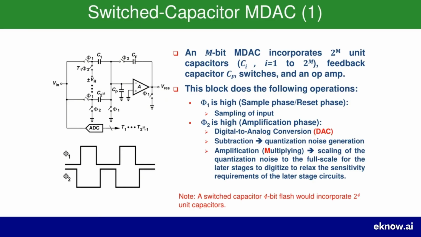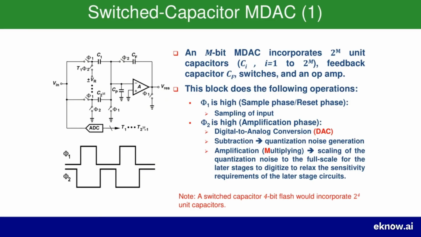Second is subtraction. The circuit is designed so that this newly created analog voltage is subtracted from the original input voltage that was sampled in phase 1. The result of this subtraction is the quantization error, or what we call the residue. It's the difference between the actual input and the closest value the sub-ADC could represent.